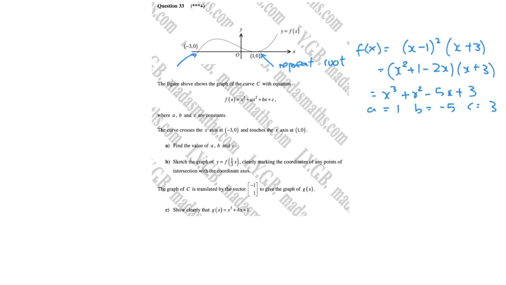So clearly marking the coordinates of any point of intersection with the coordinate axes. Okay, so guys, what we know is that this point on the y-axis originally is going to be 3, right? So that's going to be (0, 3). Okay, and now let's sketch that graph. It would just expand. The y-axis intercept will not change. So this point is going to be (-9, 0). This will be (3, 0), followed by (0, 3).